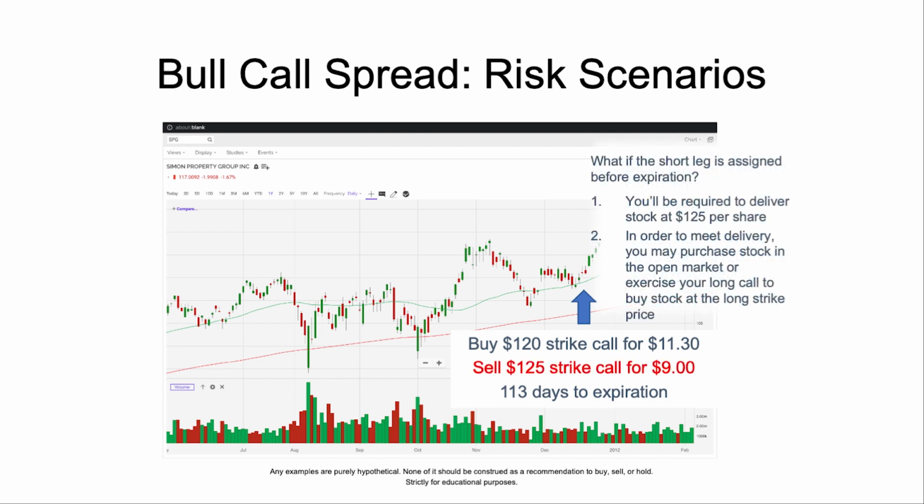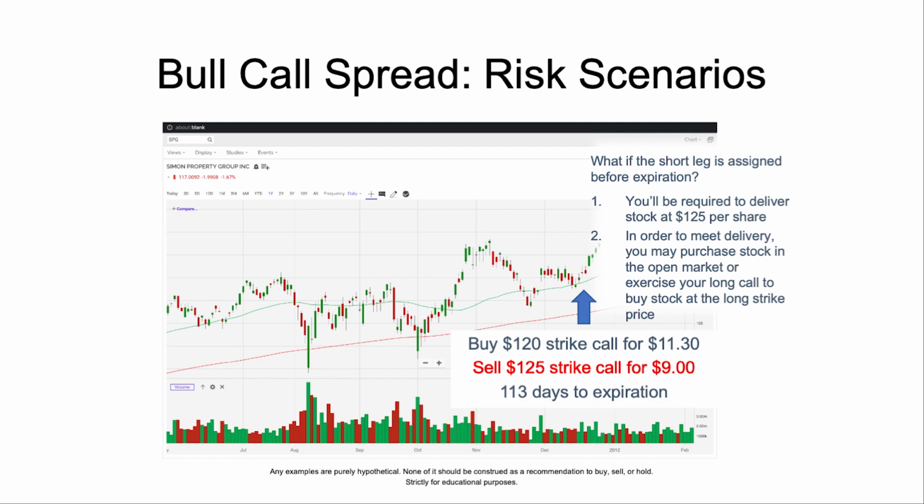Now let's look at one other risk that comes into play when you're looking at a spread. In a spread such as this, you have a long call and a short call. If you remember, a long call gives you the right to do something, but a short call places you in an obligation to do something. So it's possible that prior to expiration, your short call could be assigned, in which case you have an obligation to sell stock, in this example, at $125. So a couple of things would happen. First of all, you'll be required to deliver stock at $125 per share.